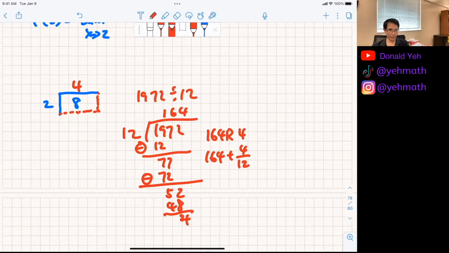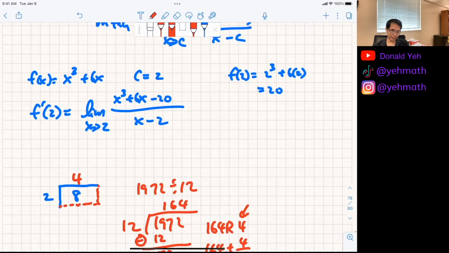That's the right answer. This is such a third grade thing, like they just taught it in fourth grade when you learn about division. It's R4, but it's not. It's actually plus 4/12. So you should get 164 plus 1/3. And that's the correct answer.